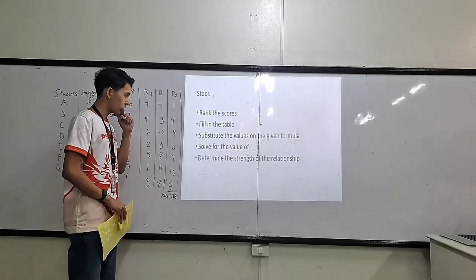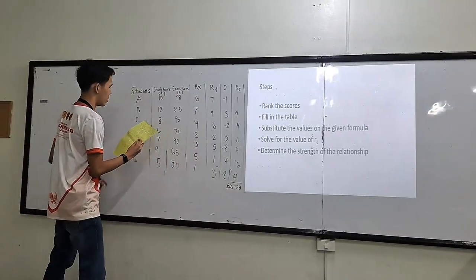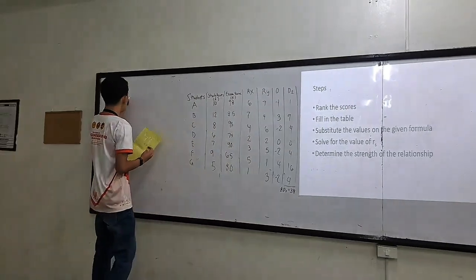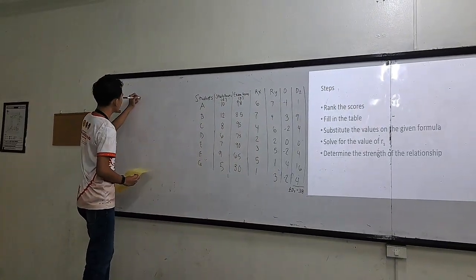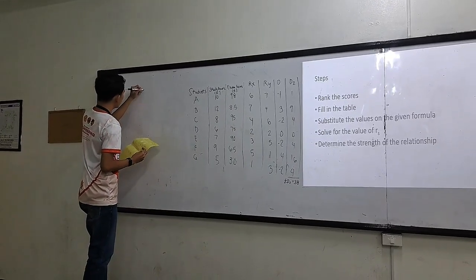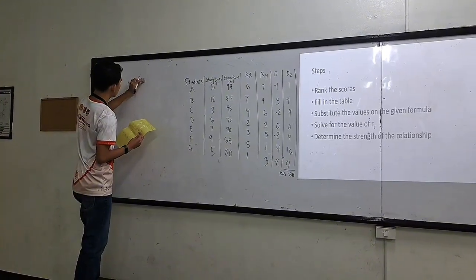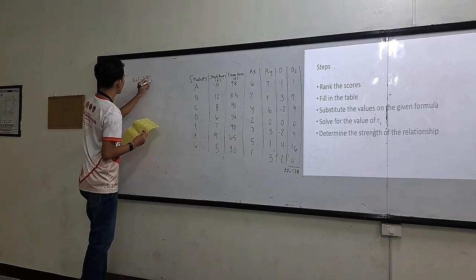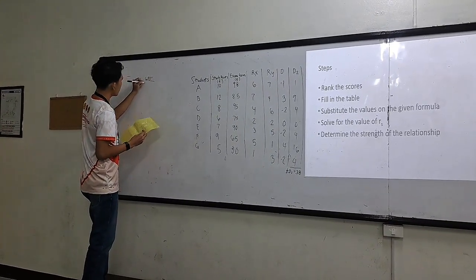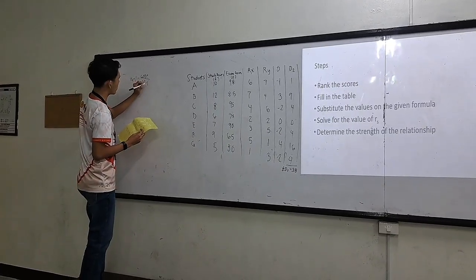So our next step will be to substitute the values in the given formula. So the formula that we have will be r sub s is equal to 1 minus 6 times the summation of d squared over n times n squared minus 1.